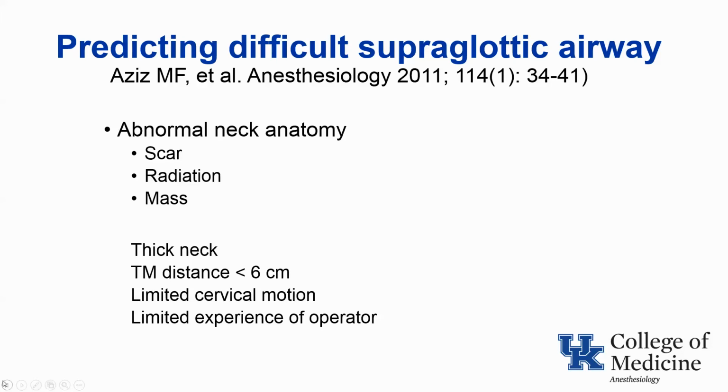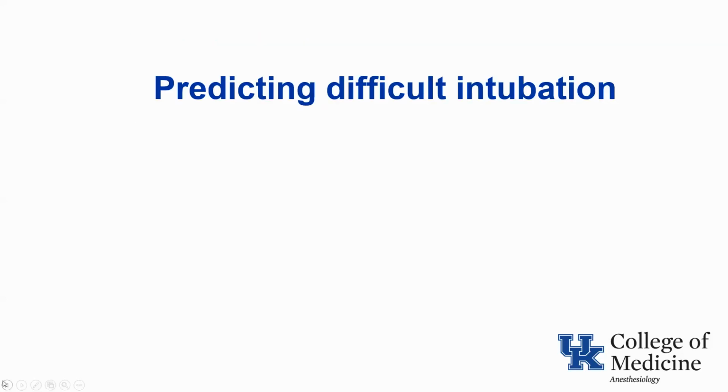Another concern is predicting difficult supraglottic airway. We tend to think a supraglottic airway is a perfect solution to all of our problems, but it's not always possible. In a previous study that I mentioned previously, they did have a number of cases where supraglottic airway was unsatisfactory, and these were some of the risk factors that they found predicted that. Abnormal neck anatomy, thick neck, small thyromental distance, limited cervical motion, and limited experience of the operator.